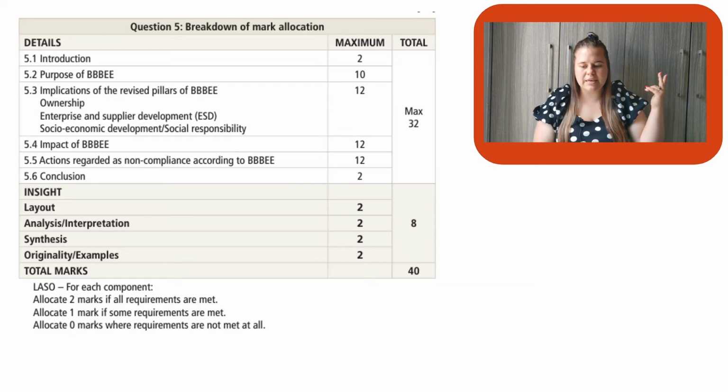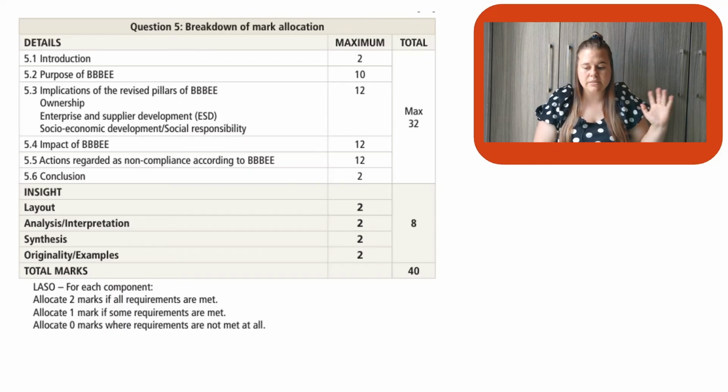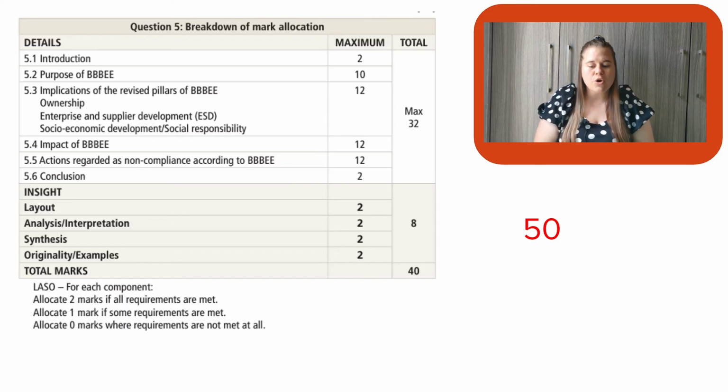So you can see there the 4 marks for the purpose, the 10 marks for the purpose, the 12 marks for the pillars, 12 marks for the impact, and then 12 marks for the non-compliance, giving you a max of 32 marks. But if you take from introduction to conclusion, add all of this up, it actually gives you a max of 50 marks. So with this, there's a lot of allowance for learners.